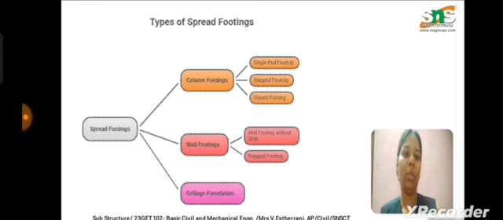Next one is the types of spread footings. In spread footings, there are three types: column footing, wall footing, and grillage footing. In column footing, we have three types: single pad footing, stepped footing, and sloped footing. In column footing, each column of a building has an isolated single footing. Each column has a footing, that is called the column footing. Next one, wall footing. Each wall of the building has a footing. Next one, grillage footing. These are all the types of foundations that we have: deep foundation and shallow foundation, with many types of foundations within them.